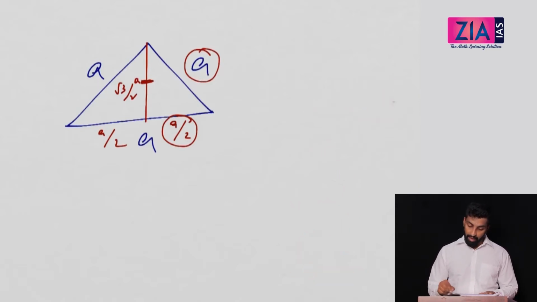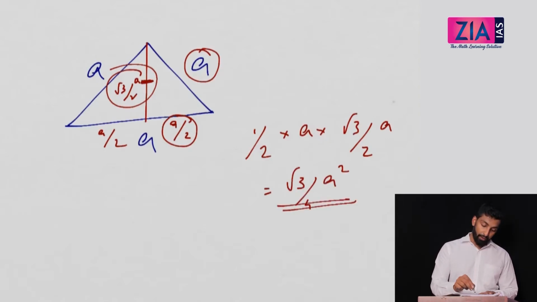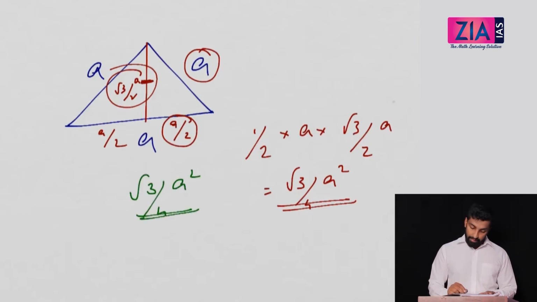So base is given A and height you can find out as root 3 by 2A. Then what is area? Half into base is A into root 3 by 2A. So this will be root 3 by 4 A square. So what is the area of an equilateral triangle if one side is given? Root 3 by 4 A square. If one side is given, what is the height?